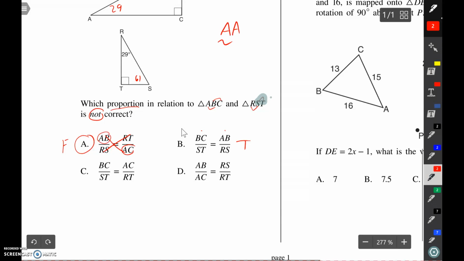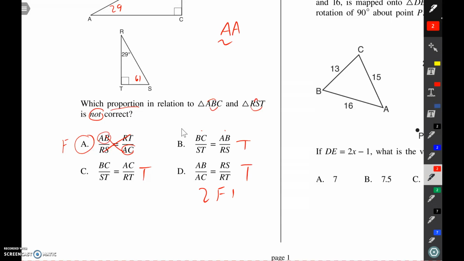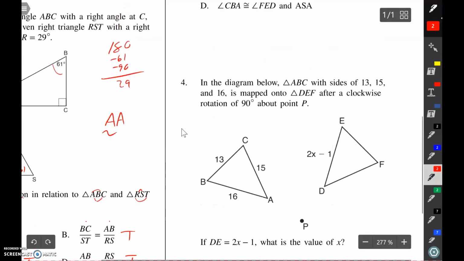BC over ST, which is again that same pair. AC over RT, AB on top, ABC on top. Another true. AB over AC. So this, instead of one from each, is two from one. AB is from this triangle and AC is from this triangle. RS, RT. Again, you could do a two-from-one proportion or a large over small proportion, but it corresponds. It's in the right order. It is true. All right, let's move over to number 3.